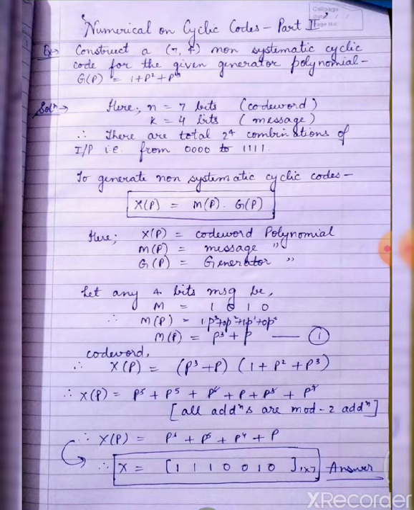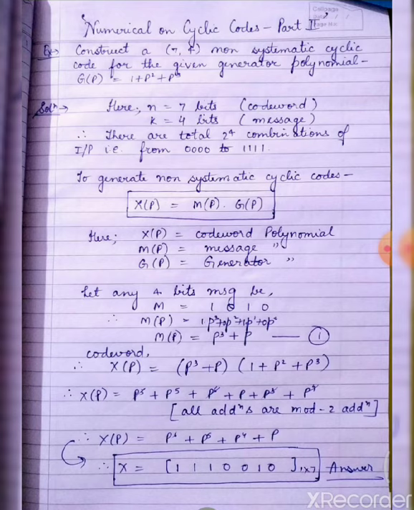Here in the question it is given that we have to construct a 7,4 non-systematic cyclic code for which the generator polynomial is given in the question, which is g(p) equals 1 plus p square plus p cube. Let us start solving this question.